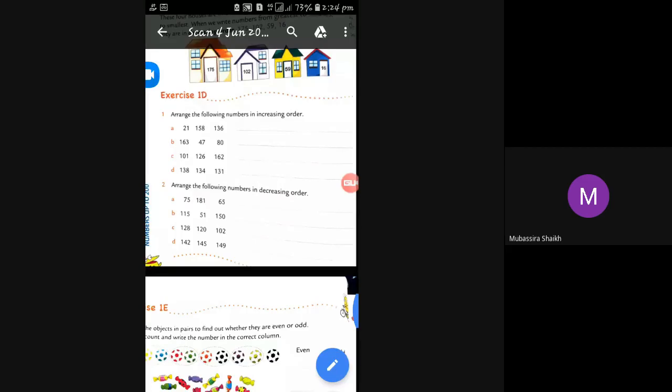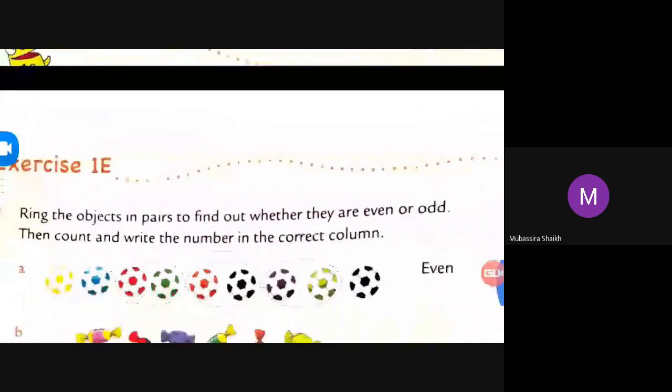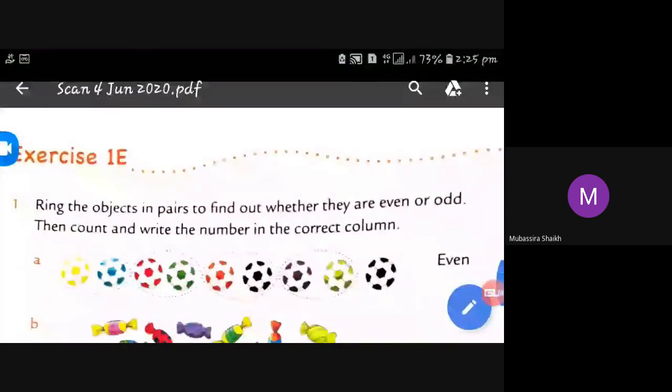Okay, see, this is the decreasing order. Here you have to go big to small, understood? Okay, now the next one. See this, you can see which exercise it is.